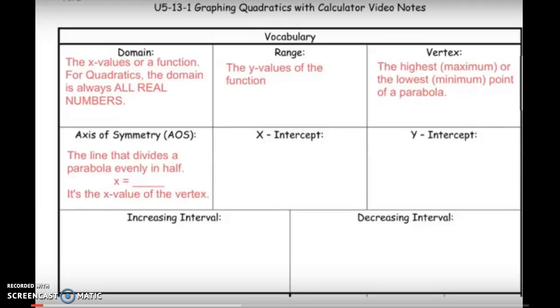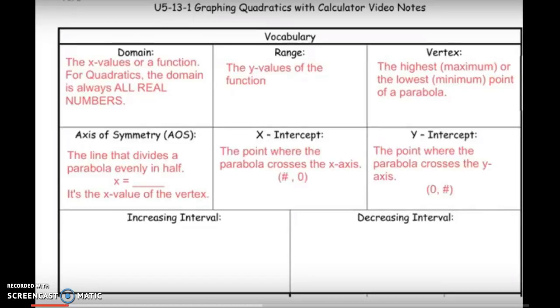Okay, we know what the x and the y-intercepts are. The x-intercept is the point where the graph passes the x-axis, and the y-intercept is the point where the graph passes through the y-axis. And sometimes x-intercepts, we can have 1, 0, or 2, and y-intercepts we're always going to have 1.